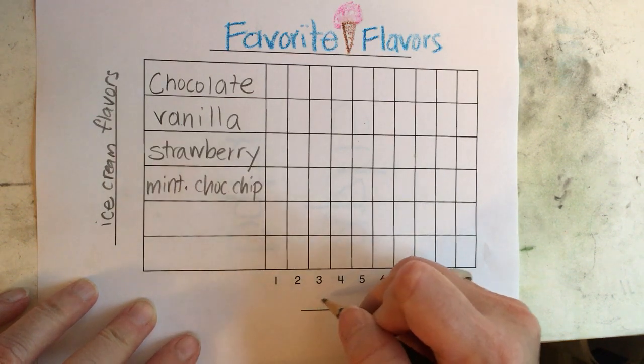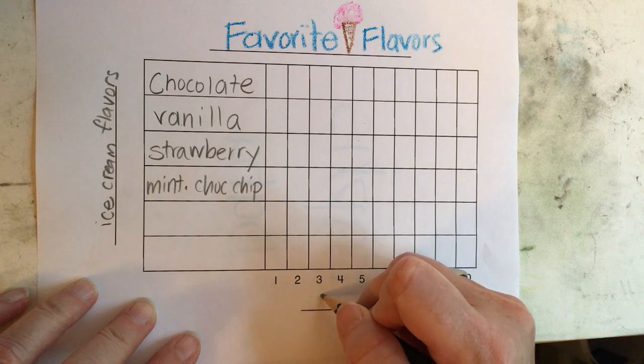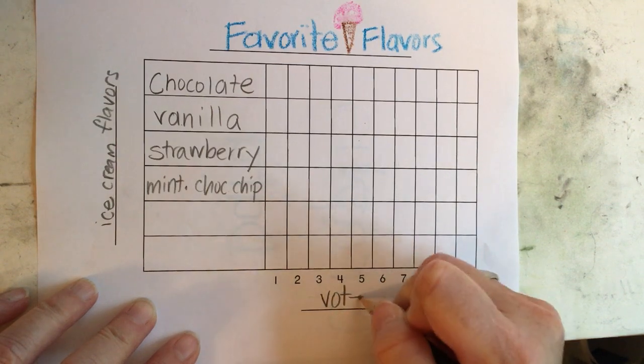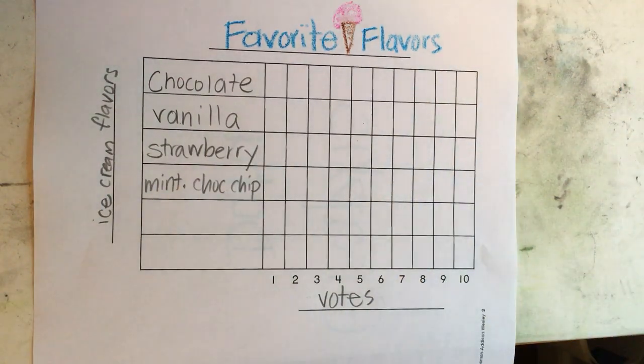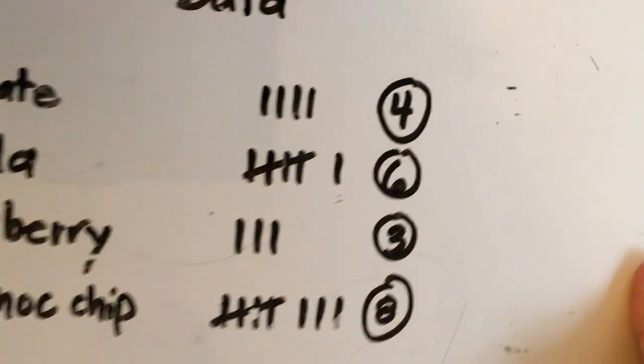So I'm going to write down here votes. So that tells everybody that these numbers represent votes, the number of people that voted for them. Okay, so now I'm ready to graph my data. So I'm going to glance back at my data.